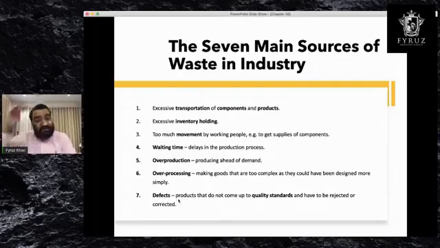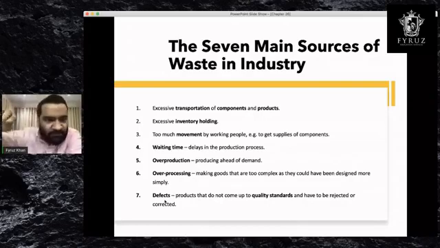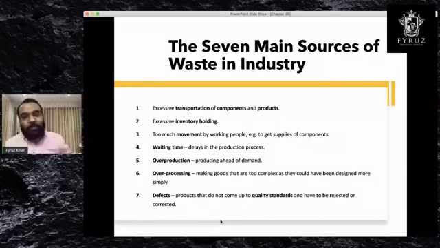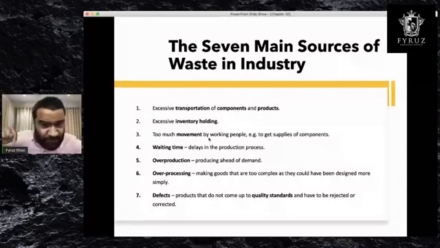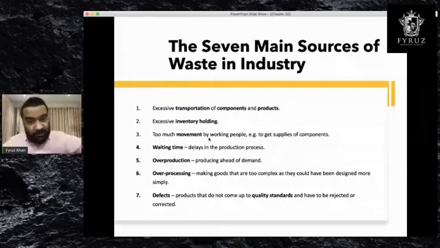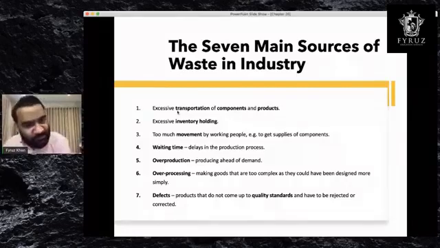And reduce defects as much as possible, because the more defects you have, the more time it will consume, the more money will be entangled, and there will be problems with quality standards. So these are the 7 ways you can reduce waste in the industry. The 7 main sources of wastage are: excessive transportation, too much inventory, too many people moving from one place to the other, waiting time, producing more than required, overprocessing the product, and defects. So, seven wastages in industry, right?